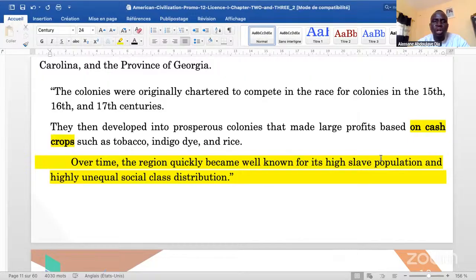They were based on cash crops. What does cash crop mean? Cash crop means culture commerciale. And they developed tobacco, indigo, dye, and rice. Indigo, c'est le bleu. Dye, c'est la teinte, indigo, and rice. These are the things that they developed in the southern colonies. They grew tobacco, indigo, dye, and rice.